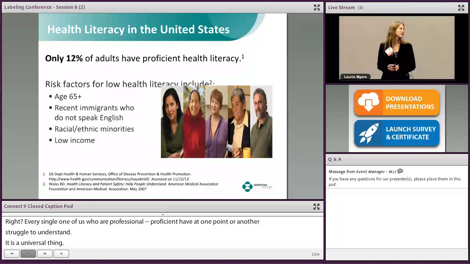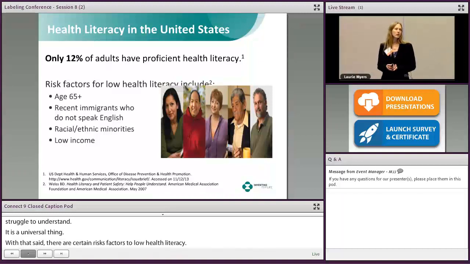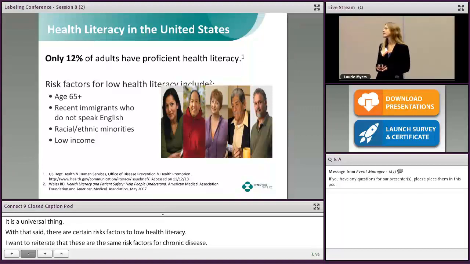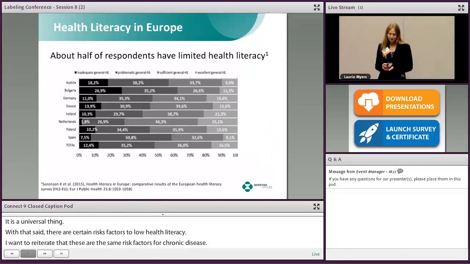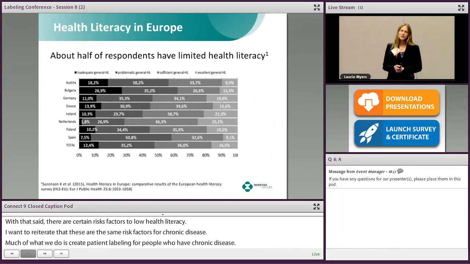But that being said, there are certain risk factors for low health literacy. And I just wanted to reiterate, these are the same risk factors for chronic disease, right? And so much of what we do is create patient labeling for people who have chronic disease. We have to think about health literacy in these discussions.